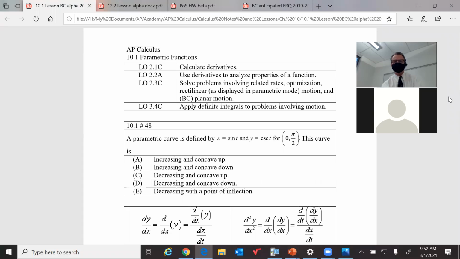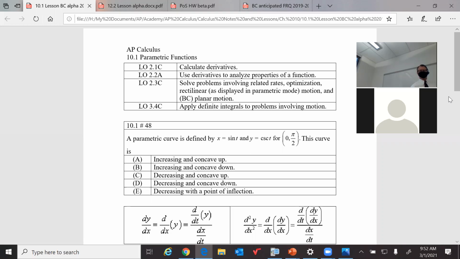So how about this? Let's read this question first. This is for tomorrow, but think about it now. You have this parametric curve: x equals sine t, y equals cosecant t, in this interval, 0 to pi over 2.